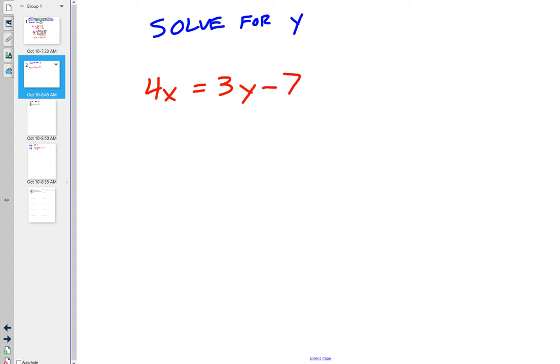Which one am I going to get rid of first? Now the negative 7. I'm going to add 7 to both sides. But we're not going to say that 4x plus 7 is 11x, even though 4 plus 7 is 11, because those cannot be combined. They're not like terms. So just get in the habit of putting them on the same side, though. 4x plus 7.